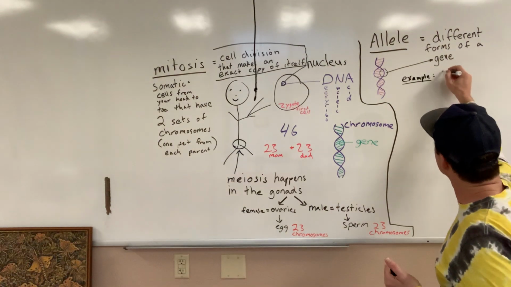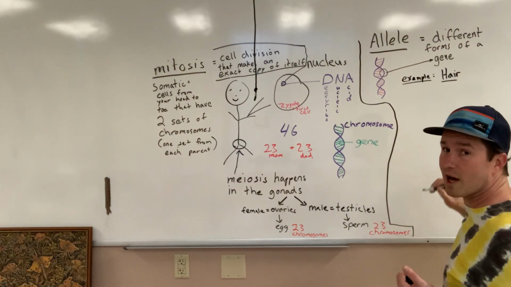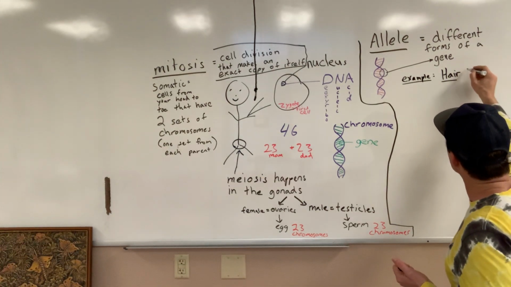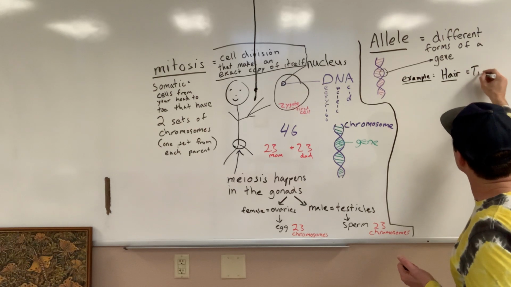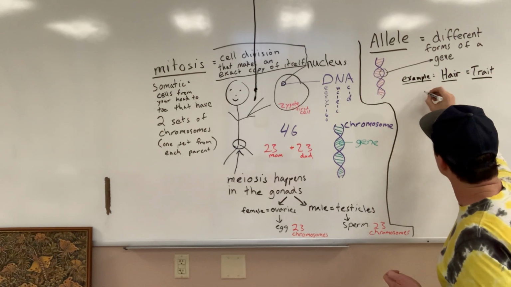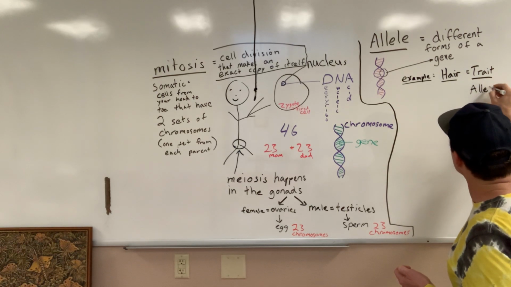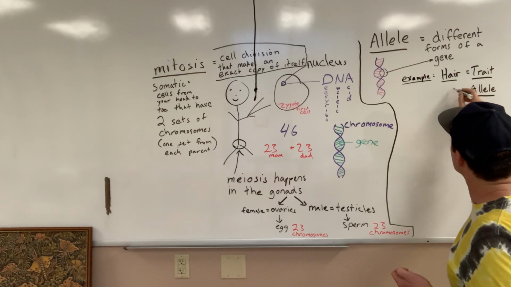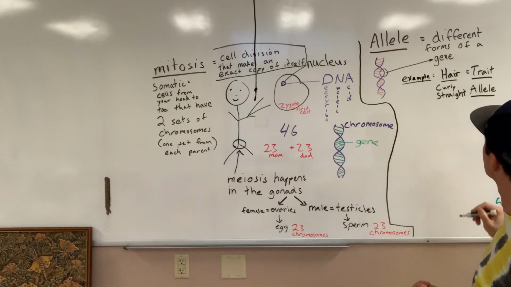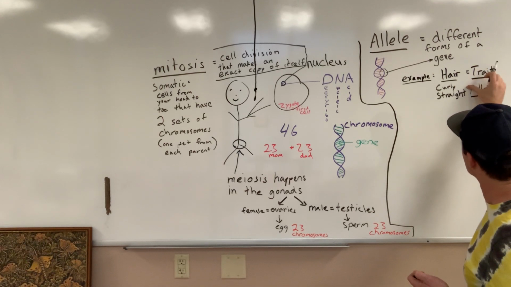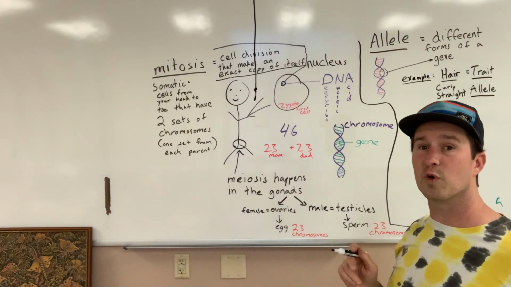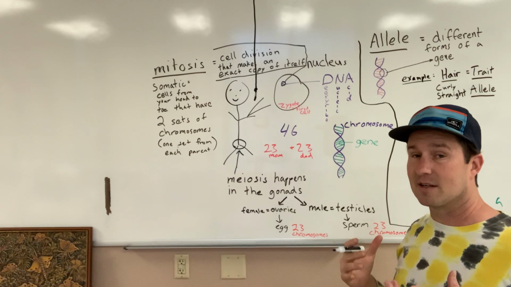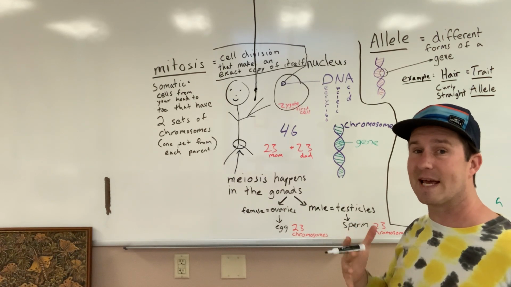All right, so hair is what we're talking about. That would be the trait, okay? So the trait would be hair. And then the allele could be curly or straight. S-T-R, straight. So those are the two kinds of alleles. Okay, now if we choose for one of them to be dominant, okay, a dominant trait is going to be the one that's going to dominate over the other trait.